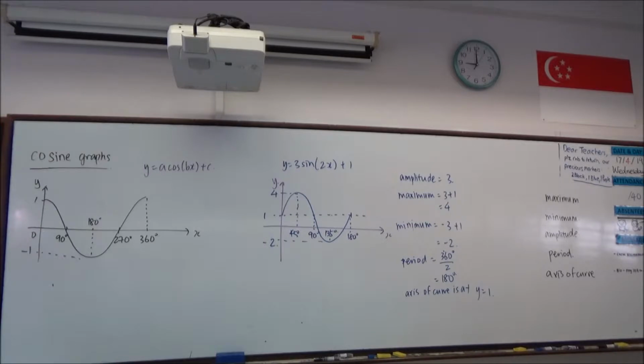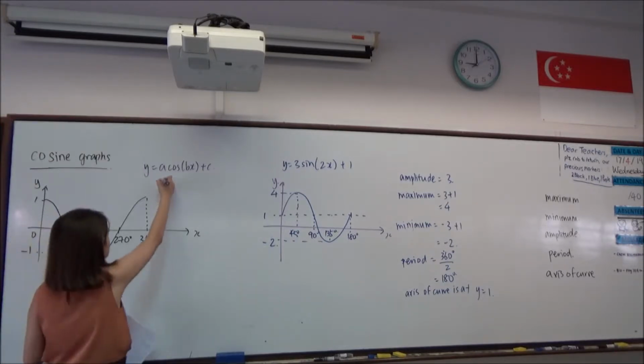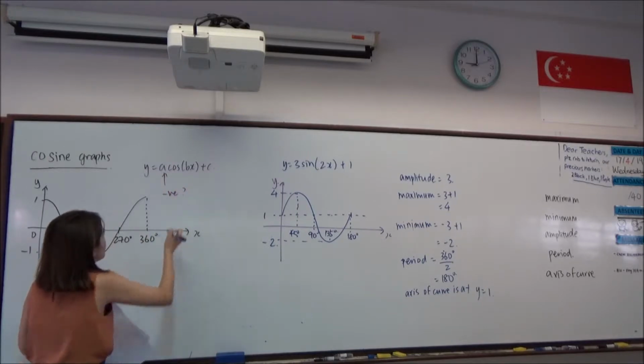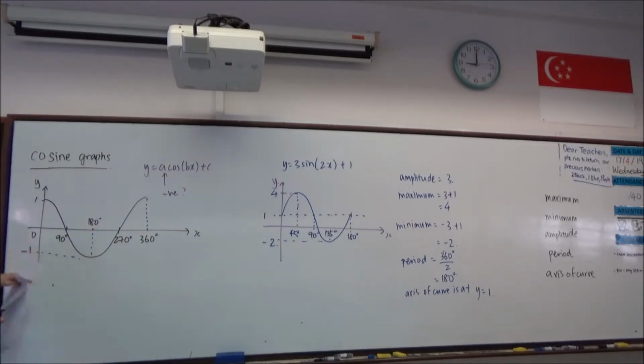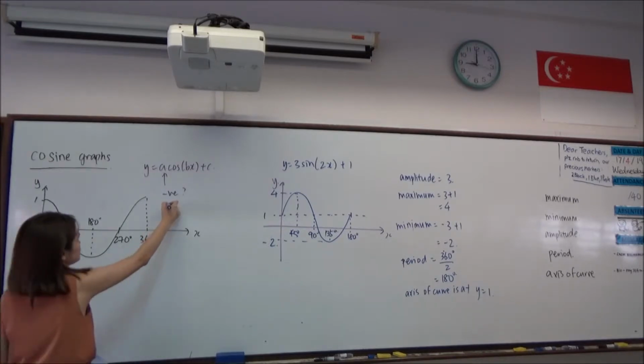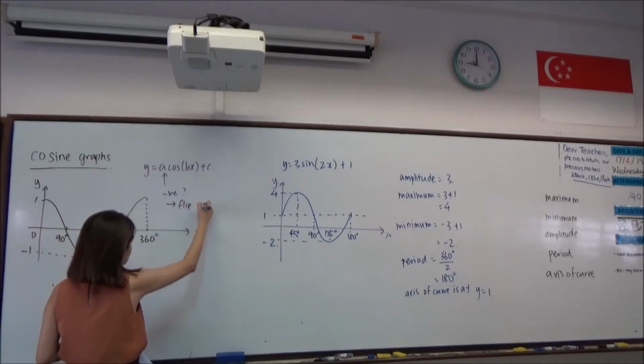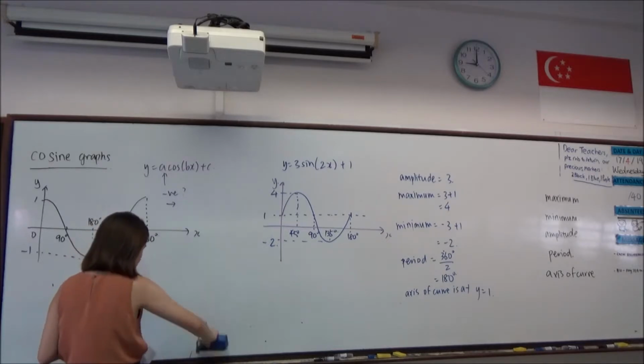Okay. By the way, one more thing. What if a is negative? What happens if a is negative? It will flip. It will actually flip in the x-axis, or it will flip in the axis of curve. So, a mirror image.